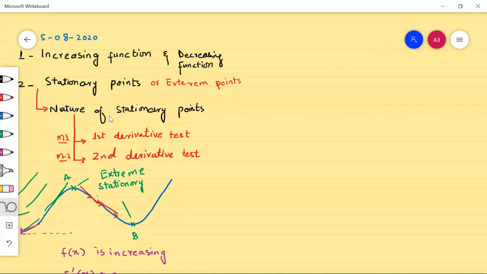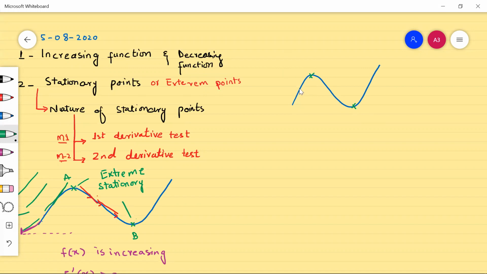So the next topic is stationary points or extreme points. First we will discuss through a graph. I already told you which points are called stationary points. The extreme points where the curve takes a turn are called extreme points or stationary points.